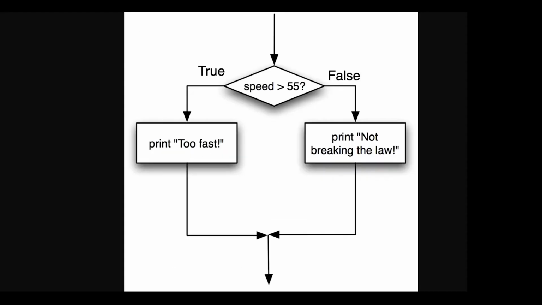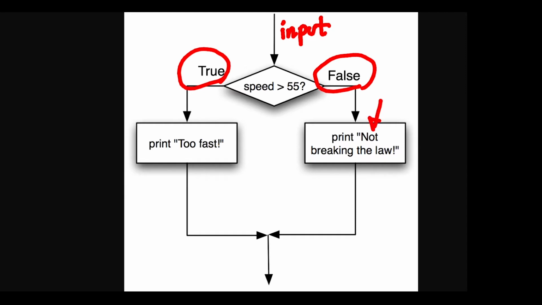All right, so I have a flowchart right here, and it takes some input. So I'm just going to write input here. It takes some input in here, and then it says if the speed is greater than 55. If this is true, so if the speed is greater than 55, it's going to print out to the screen that you're going too fast. Otherwise, if you are less than 55 or equal to 55, it would run this false right here, and it would print out this right here.